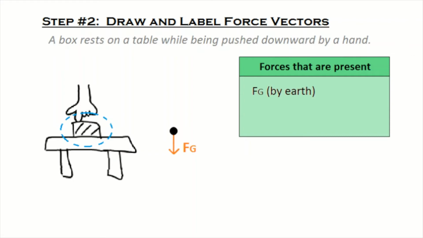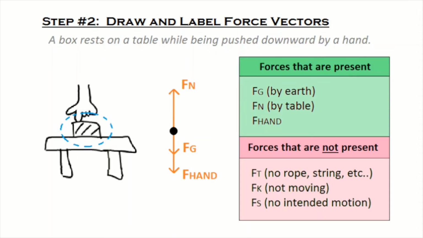The first that stands out to me is a gravitational force on the object from the earth, pointing downward. Next, we have a normal force on the object from the surface, holding it up. And finally, we've got a force from the pushing hand directed downward as well. These are the only three that are present. Forces that are not present, well, there's no rope or string or chain in this picture, so no tension. This object is not moving relative to the table, so there's no kinetic friction. And because this is a horizontal table, the box is not trying to slide left or right, so there's no static friction keeping it in place.